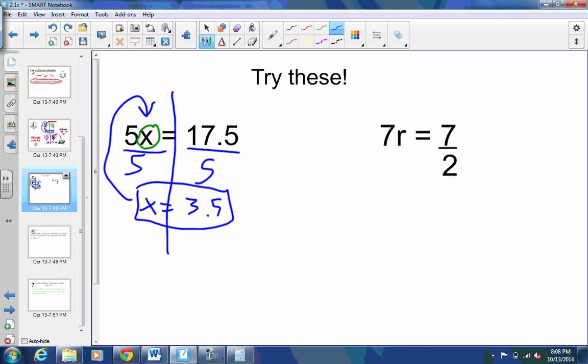Last one. This one's kind of tricky. 7r equals 7 over 2. Now again, we want to solve for this r. We want to get it by itself. We want to evaluate it. So we'll divide both sides by 7. But if you divide this side by 7, I don't remember how to do that. So you have r left over here.